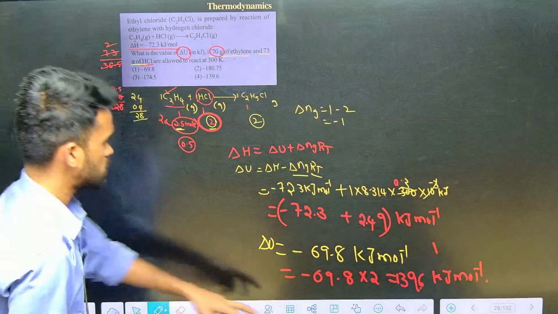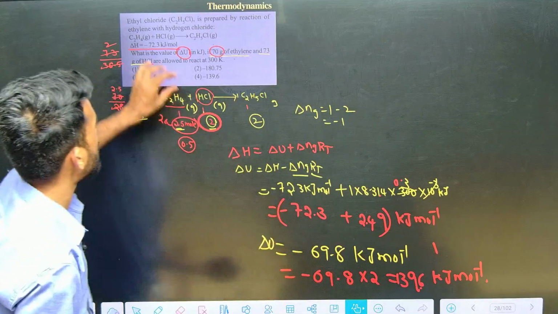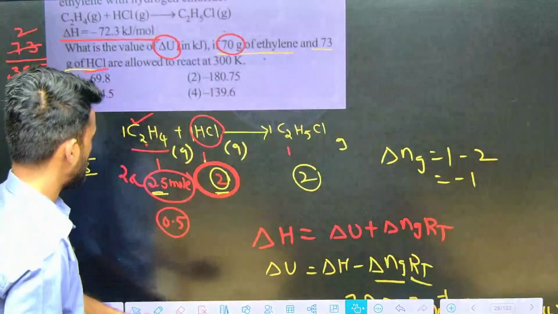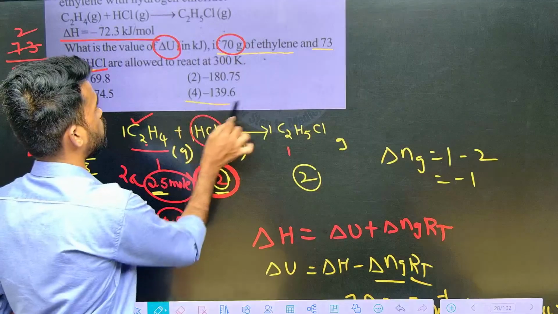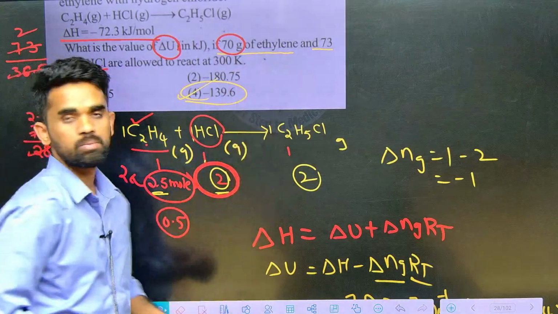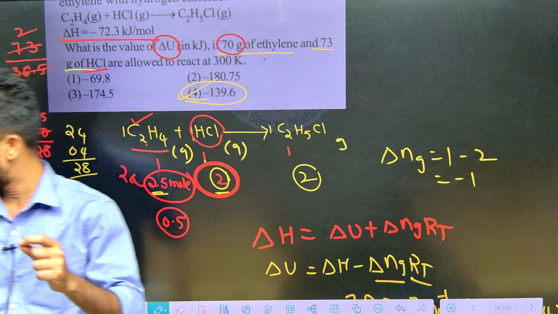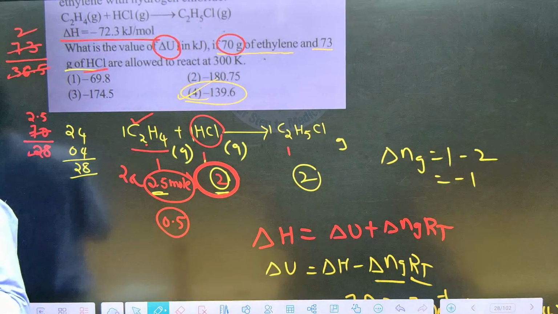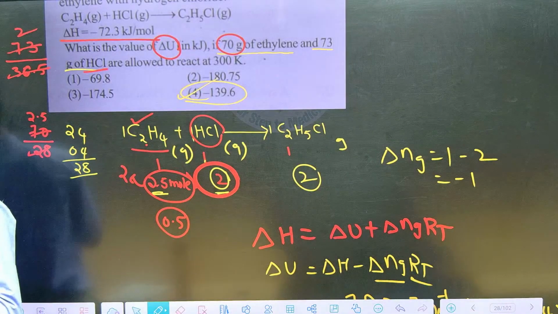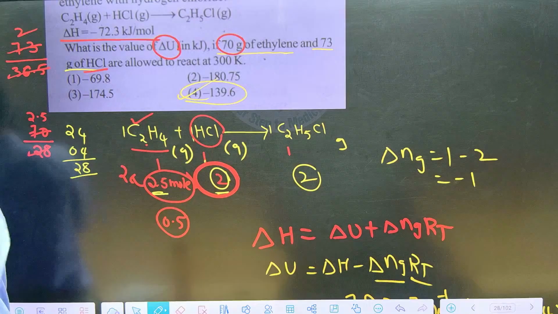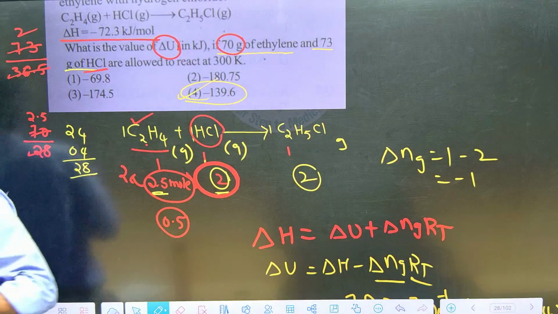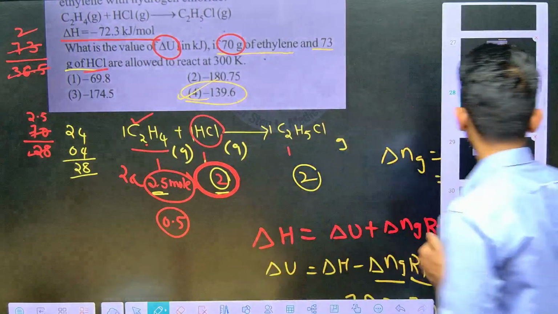So if you see the final answer here, option D is perfectly minus 139.6 kilojoule. I hope this question is also clear. Guys, if there is any confusion, please let me know. Yeah, let's discuss a few more questions.